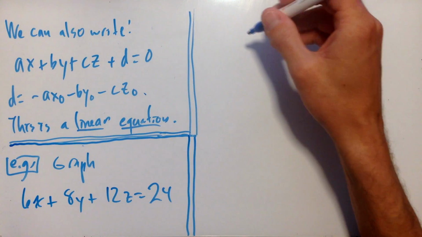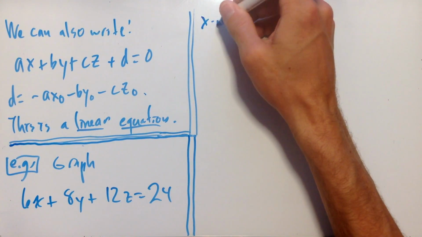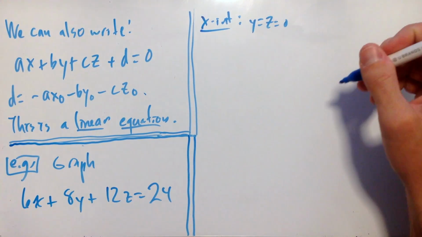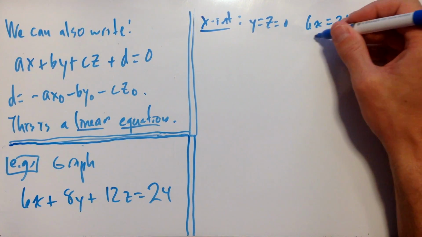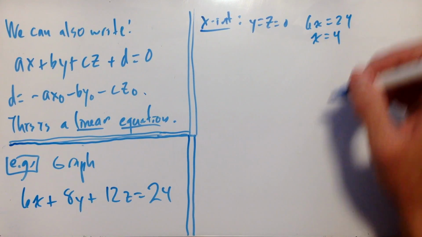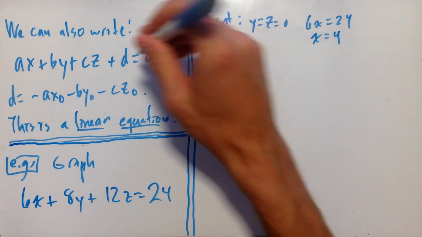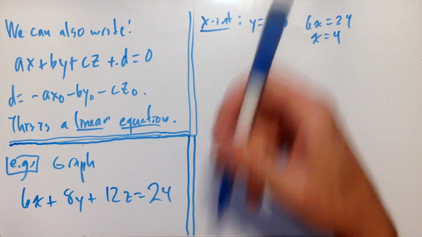So let's check this out. We want to find the x, y, and z intercepts. So the x-intercept occurs when y and z are both equal to 0, which gives us 6x is equal to 24, which gives us x is equal to 4. Note that here I really have the 24 on the right hand side. It doesn't really matter whether you have d on the left hand side or minus d on the right hand side, whatever.